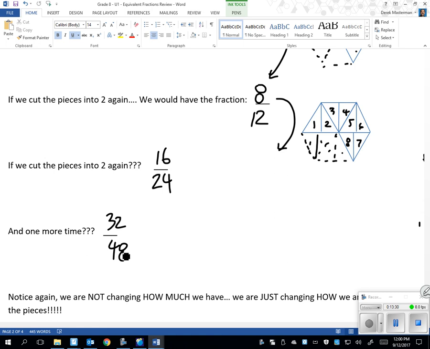As I have a certain amount of something and I'm dividing it but not getting rid of it, just cutting it into 2 pieces, I'm creating more and more of them. So my numerator goes up and up. These say exactly the same thing, it's just a different way of looking at it. Okay? Notice again, we're not changing how much we have.